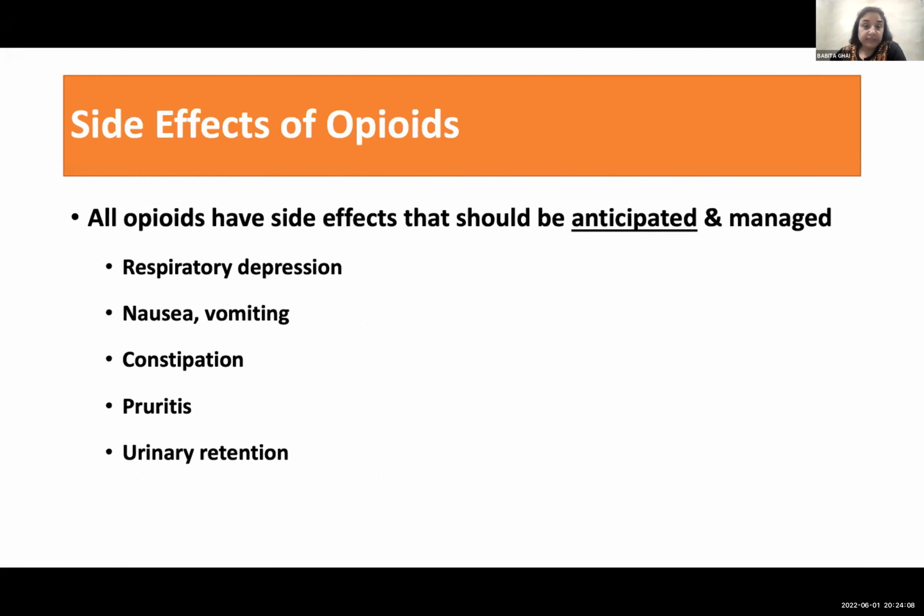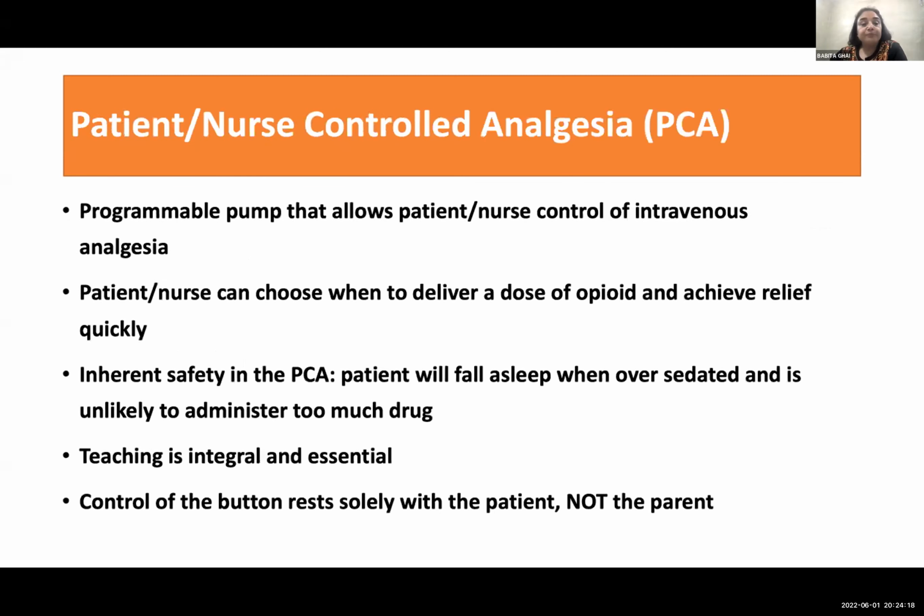We should be watching for the side effects of opioids. They should be anticipated and should be managed: respiratory depression, nausea, vomiting, constipation, pruritus, and urinary retention. Moving on to a word about patient and nurse-controlled analgesia. Once I've talked about PCA, I'll be talking a bit about the opioid side effects.